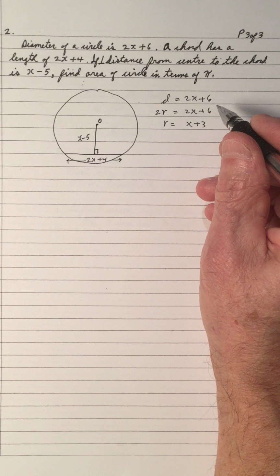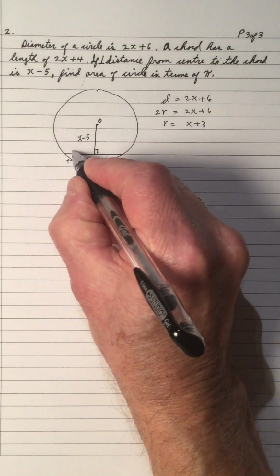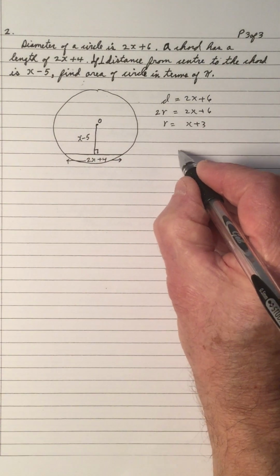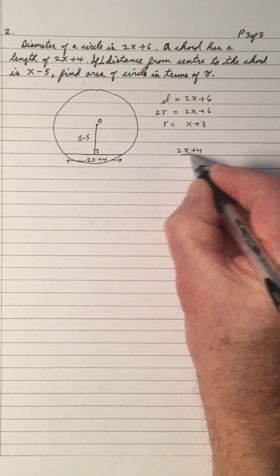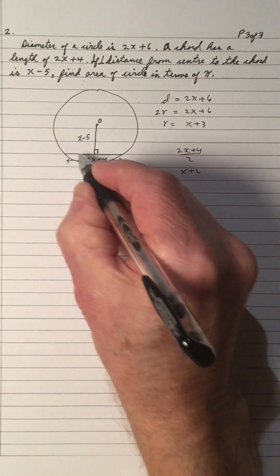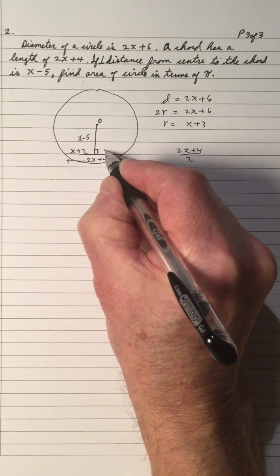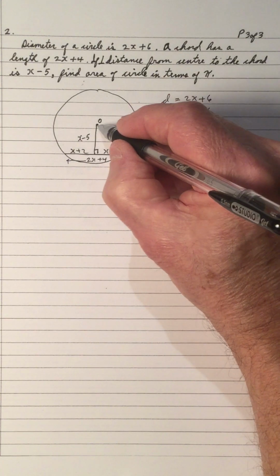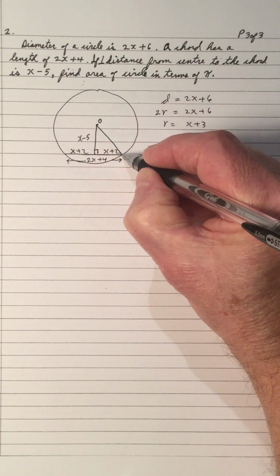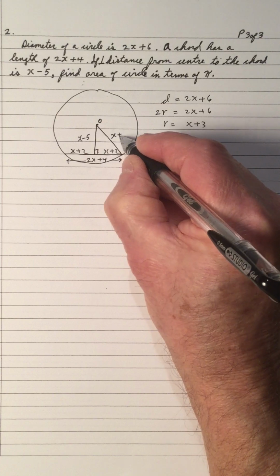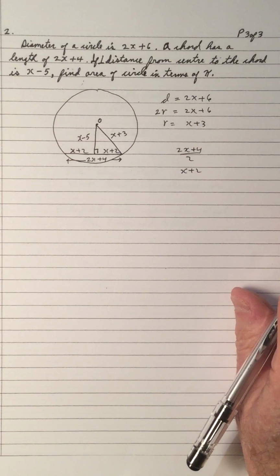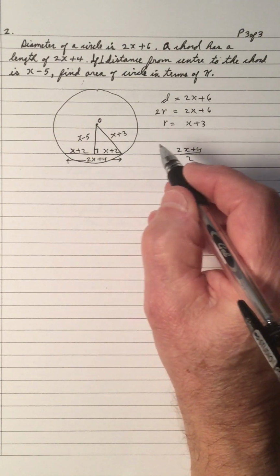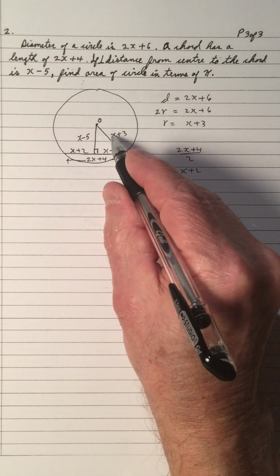So we have a chord, and that chord is split into two pieces. So 2x plus 4 divided by 2 is x plus 2. So this is an x plus 2, and this is an x plus 2. And the radius is going from here to here, so the radius is x plus 3. Again, we have a right triangle. But again, I have all x's in this, and you have to know how to draw this. So we have this triangle right here.